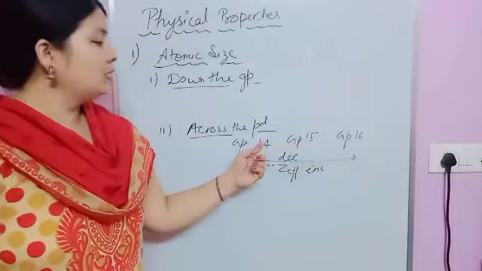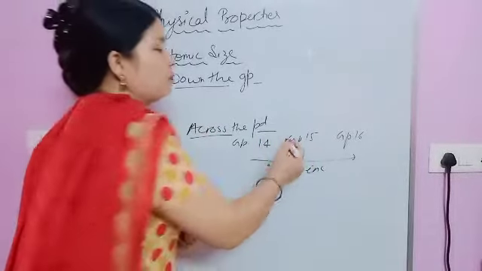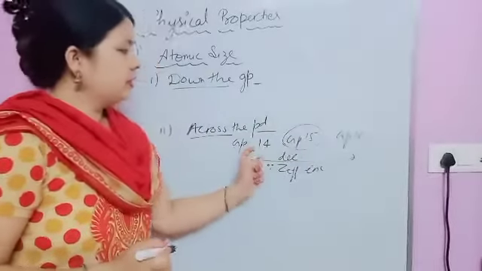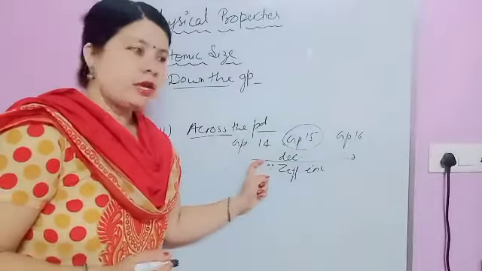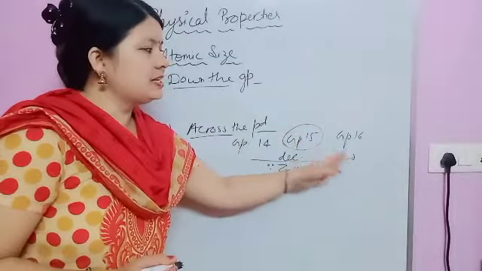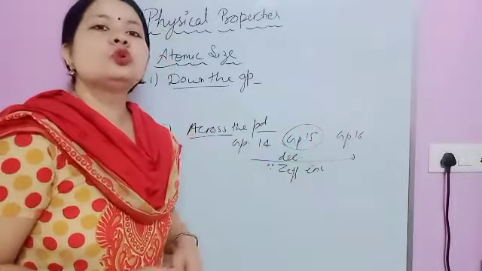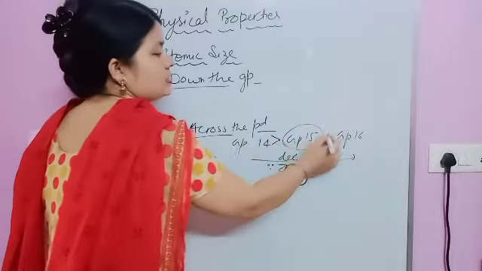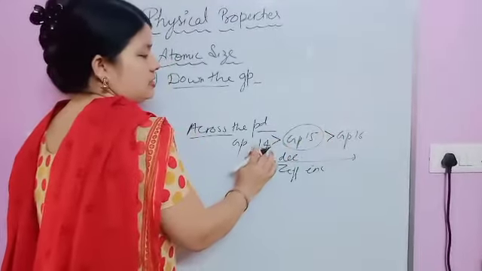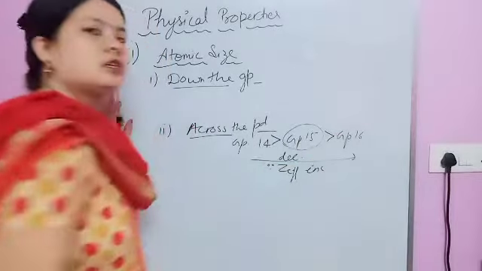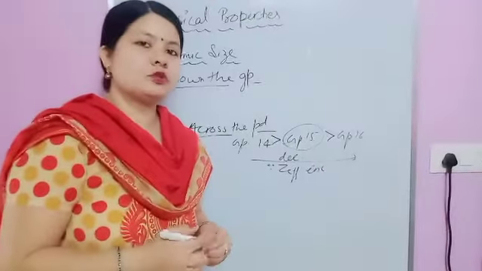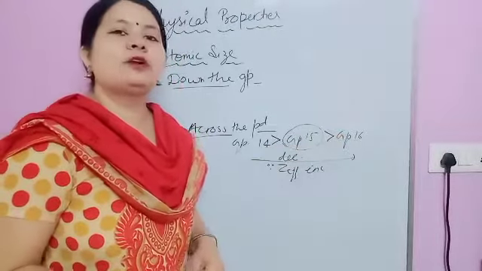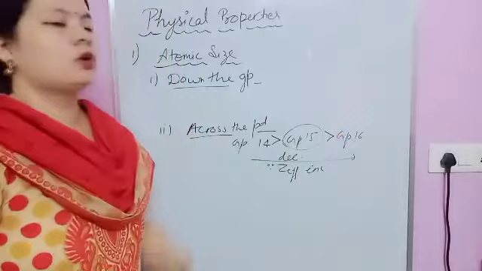It means the size of group 15 is smaller than group 14 elements, and the size of group 15 is greater in comparison to group 16 elements. So like this, what will the size be? Group 14 bigger, group 15 smaller, and group 16 is even smaller as compared to group 15 elements. This is regarding atomic radius and how it varies across the period.